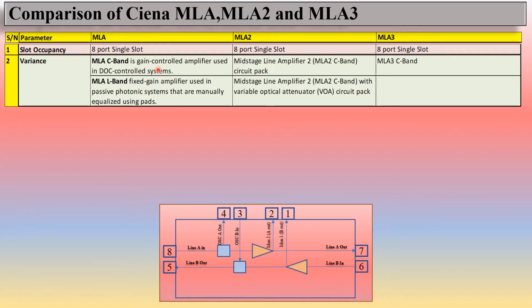MLA C band is a gain controlled amplifier used in a DOC control system. MLA L band is a fixed gain amplifier used in a passive photonic system that is mutually equalized using pads. MLA2 is a mid-stage line amplifier 2 circuit pack, and a mid-stage line amplifier 2 with variable optical attenuator circuit pack. And there is only one variant of MLA3, that is MLA3 sideband.